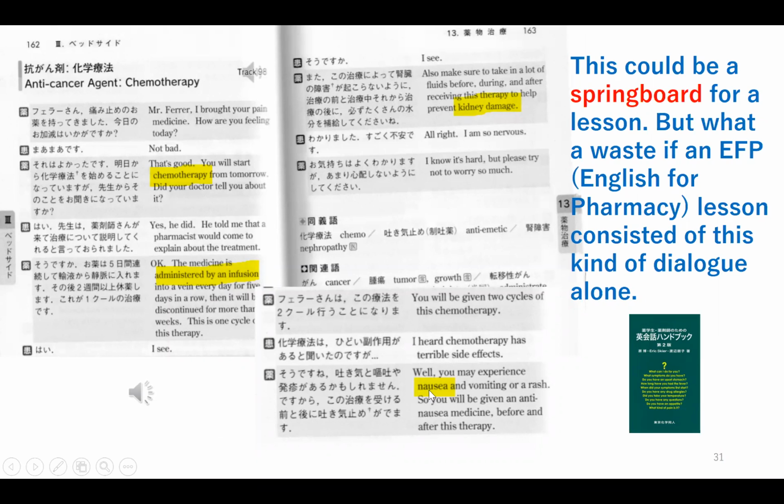Like, what about nausea? What is nausea? What causes it? You talk about antiemetics, what kind of drugs prevent nausea, and how do they work? There's so much more you can do. Just having this kind of thing, this is okay. It's a dialogue, and it teaches you phrases in English. Students like doing this, but to stop here is a waste, I think.